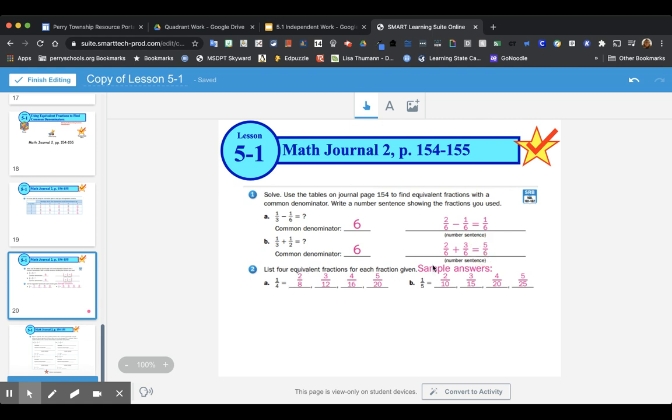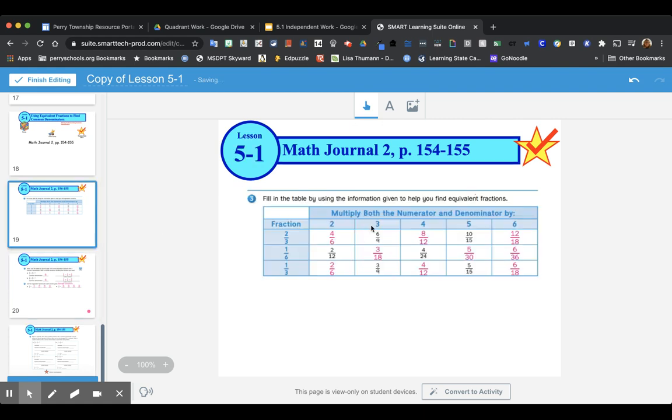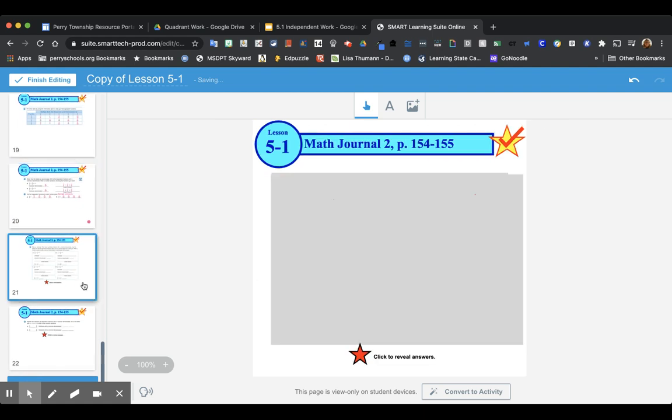And for equivalent fractions, these are just samples, but for 1/4 you should have been able to list possibly 2/8, 3/12, 4/16, 5/20, and for 1/5, 2/10, 3/15, 4/20, 5/25. And again, for 1/4 and 1/5, we use the same sort of method of multiplying by those fractions that were equivalent to 1.